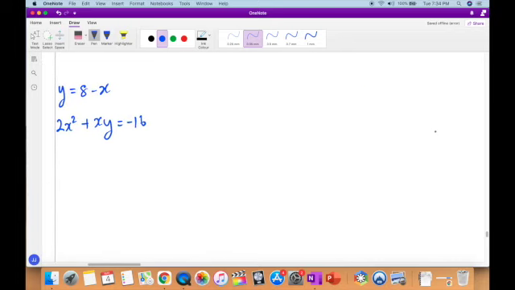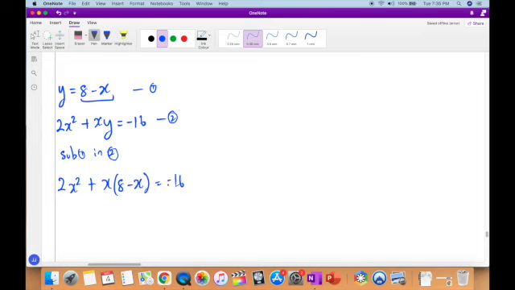5 marks. Well, I could see here that I already have equation 1 and equation 2, and I already have y is equal to 8 minus x. So I'll just sub equation 1 in equation 2. So wherever I see y, I'm gonna put 8 minus x. So that is 2x squared plus x times y, which is 8 minus x, is equal to negative 16. Right? 2x squared plus 8x minus x squared is equal to negative 16.